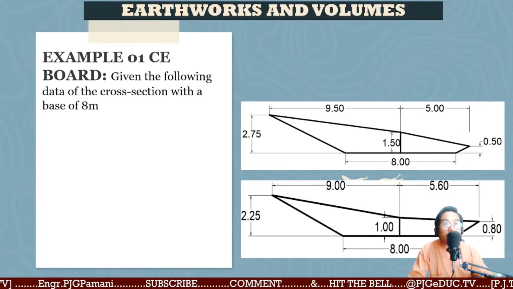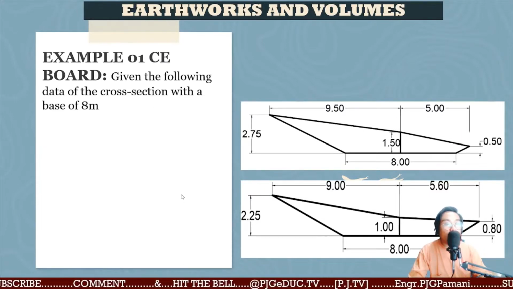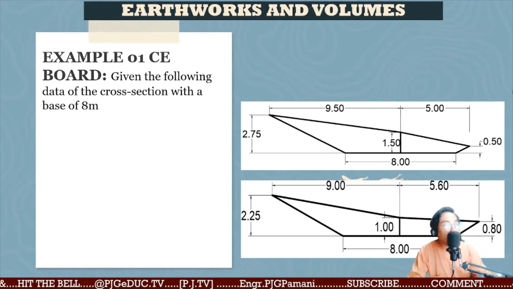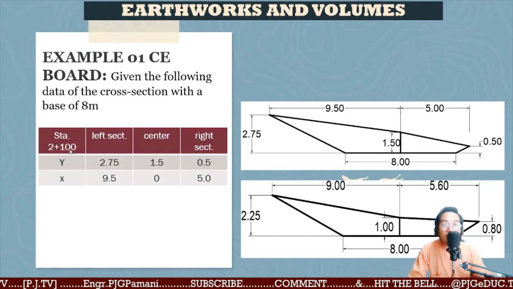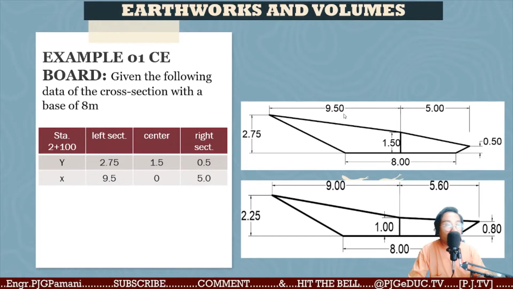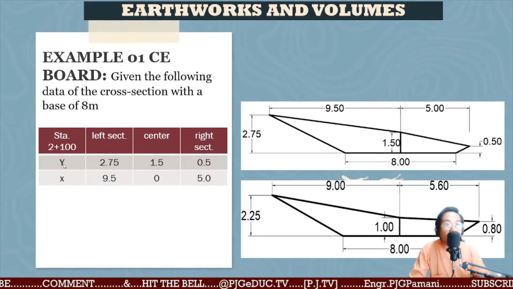Your example problem under earthworks and volumes, example number 1: given the following data of the cross-section with a base of 8 meters. Now, for the station, we will involve the station. This is our front section. Station 2+100, y and x.